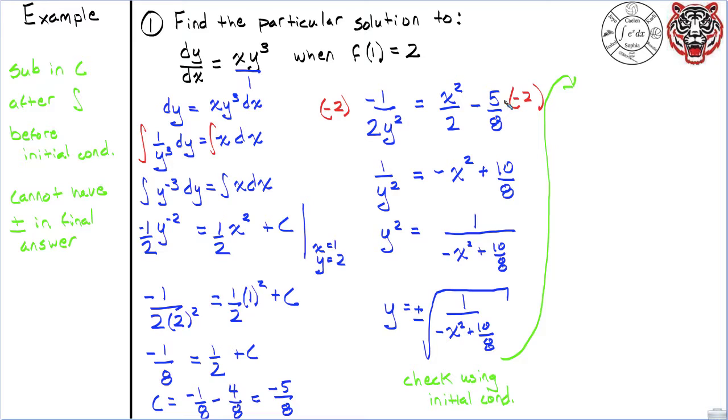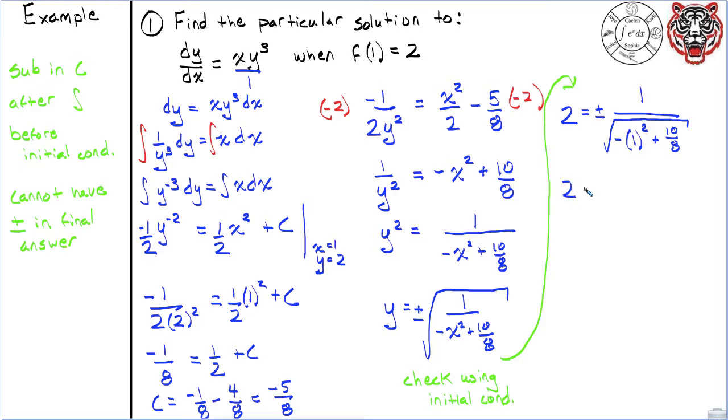So I'm going to plug in 2 for y. So it's going to be 2 is equal to plus or minus, and then I'm going to have 1 all over. Remember how I said the square root is only on the bottom. Negative, and here's my x squared plus 10/8. All of that is square rooted. All right, let's see if we need the plus or the minus. Let's simplify this bottom part.